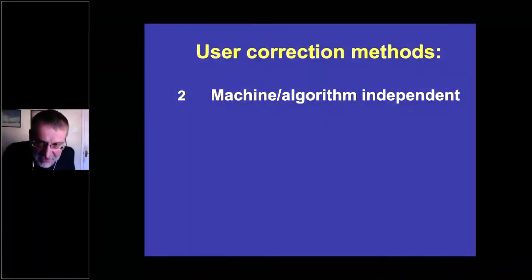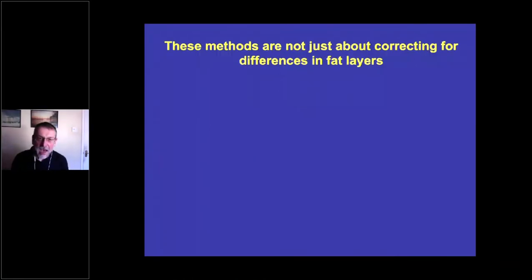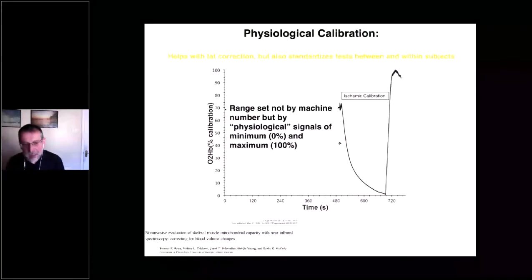There's a second way of doing these corrections, and that's not machine algorithm independent, and that's something the user can do. And I'm going to talk about this particular method, not just about correcting for differences in fat layers, but also for reducing variabilities in your measurements. It's been shown to have an effect on decreasing the variability due to different fat layers, but also potentially might decrease variability if you're making a measurement on different individuals, or one individual at different times.